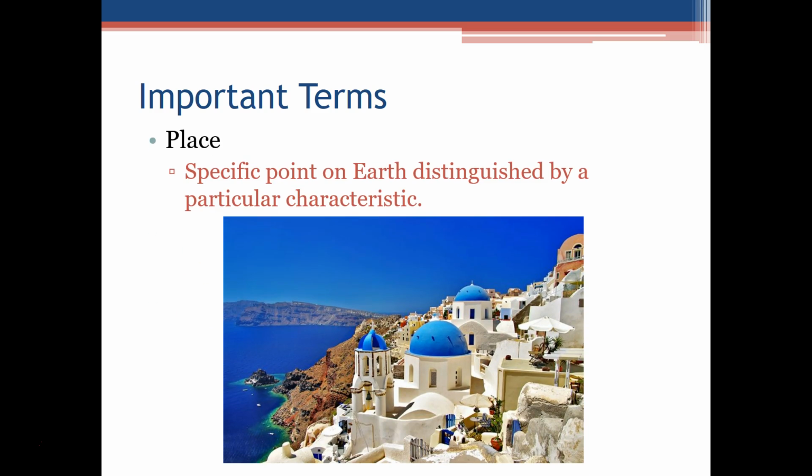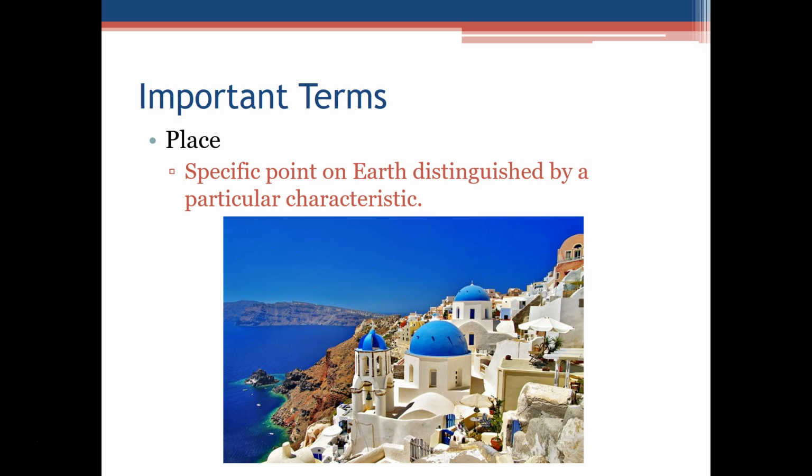So, place is an important term. We're going to go through a whole bunch of terms right here. So place is the first one. Place: a specific point on Earth distinguished by a particular characteristic. All right, so make sure you kind of understand. We always talk about, oh, what's this place like? It's really saying this one location on Earth, what is significant about it or what is unique about it. So that picture, some of you guys might know this.